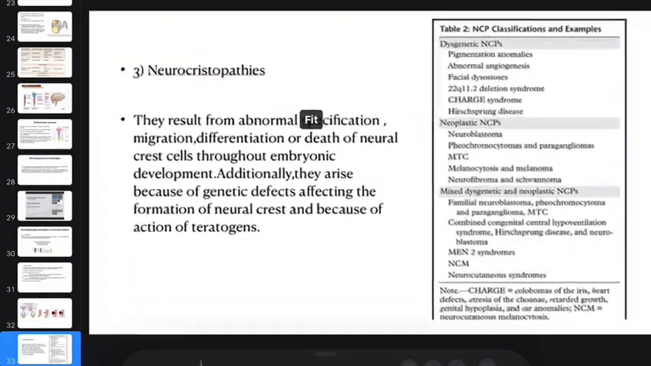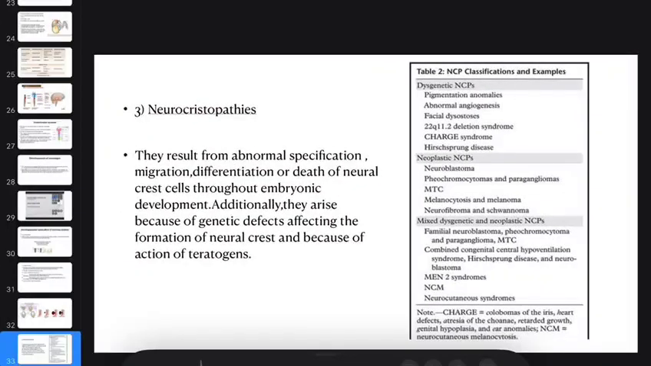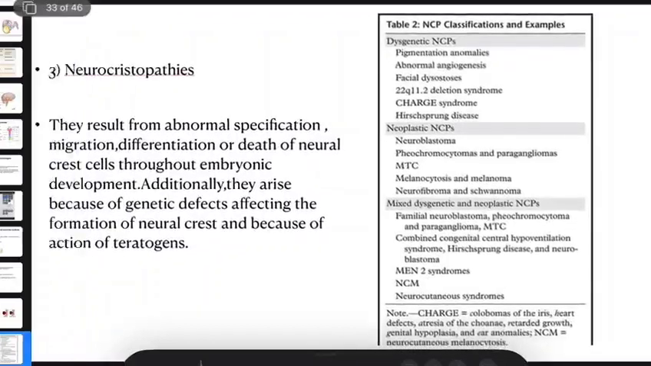Next, coming to the neurocristopathies. They result from abnormal specification, migration, differentiation or death of the neural crest cells throughout embryonic development. Additionally, they arise because of genetic defects affecting the formation of the neural crest and because of the action of teratogens. This is the classification of the neurocristopathies.